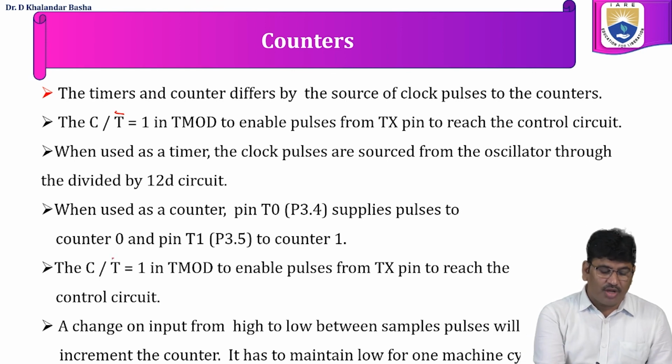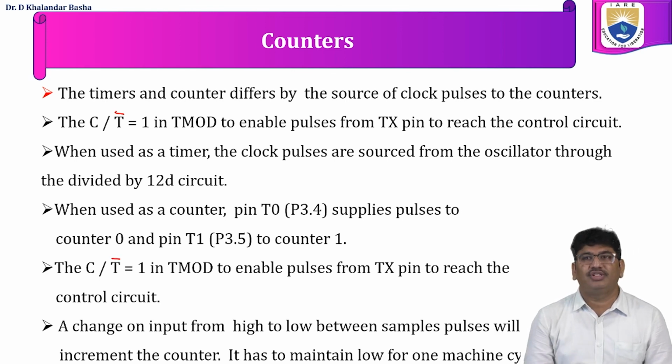When C/T bar is equal to 1 in the TMOD register, it enables the pulses from the TX pin to reach the control circuit. A change on the input from high to low between the sampled pulses will increment the counter. It has to remain low for 1 machine cycle at least.